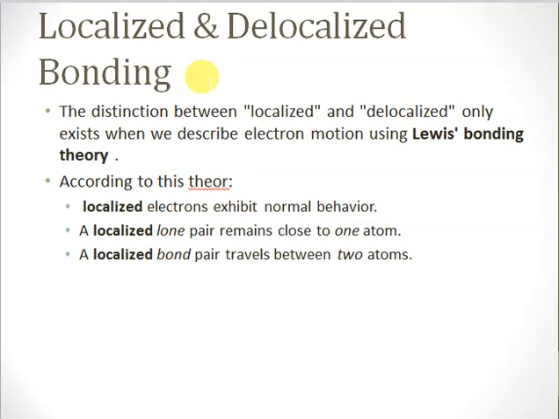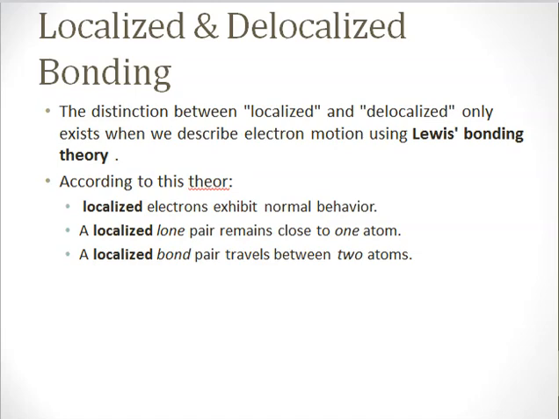In the previous lecture we saw that localized bonding involves electrons which are fixed between 2 atoms, and delocalized electrons are the electrons that are not fixed between only 2 atoms, but are part of more than 2 atoms, right? This distinction between localized and delocalized bonding only exists when we describe the electron motion using Lewis bond theory, right? When we are not considering the motion of electrons, then the concept of delocalized or localized bonding cannot exist.